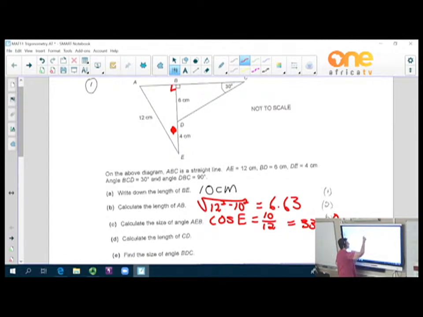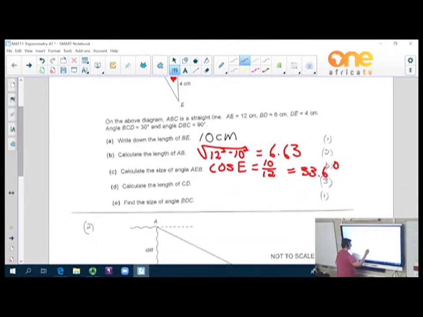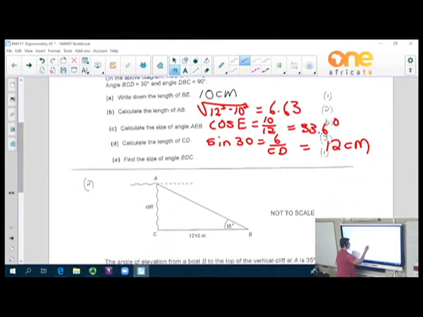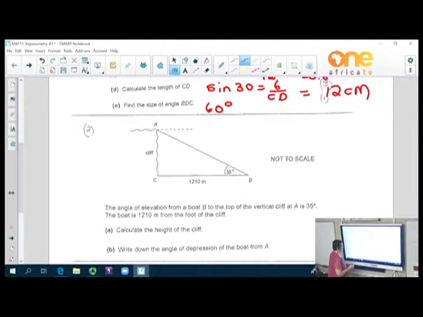Then the length of CD. Now, this is in this triangle. So we're asking ourselves which function. If you look at the angle, this is the opposite, this is the hypotenuse, so it's going to be the sine function. So sine 30 degrees is equal to 6 over CD. Now look there, which method? Bottom divide, because it is that hypotenuse that you want to calculate. And the answer was 12 centimeters. So very, very easy. This is really a grade 8 question. What is then the size of D here? It's a right angle triangle. Angles add up to 180 degrees, so it's going to be 60 degrees. Very easy.